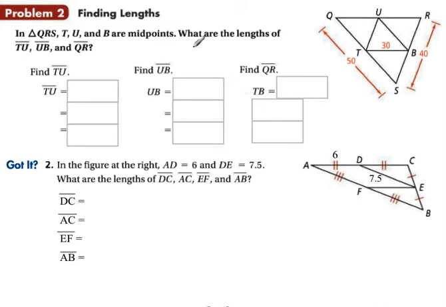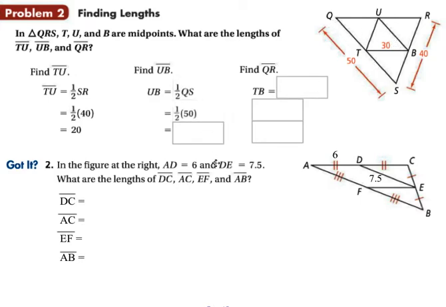All right, problem number 2 says we have triangle QRS and they give us three midpoints. What are the lengths of TU, UB, and QR? Well, we'll start out trying to find TU. TU is this midsegment and it will be half as long as SR. So we already know that SR in the figure is given as 40, so the length of TU would be 20. Likewise, if we're looking to find UB, it's going to be half the length of QS, and QS is given to us as 50, so that one will be 25.